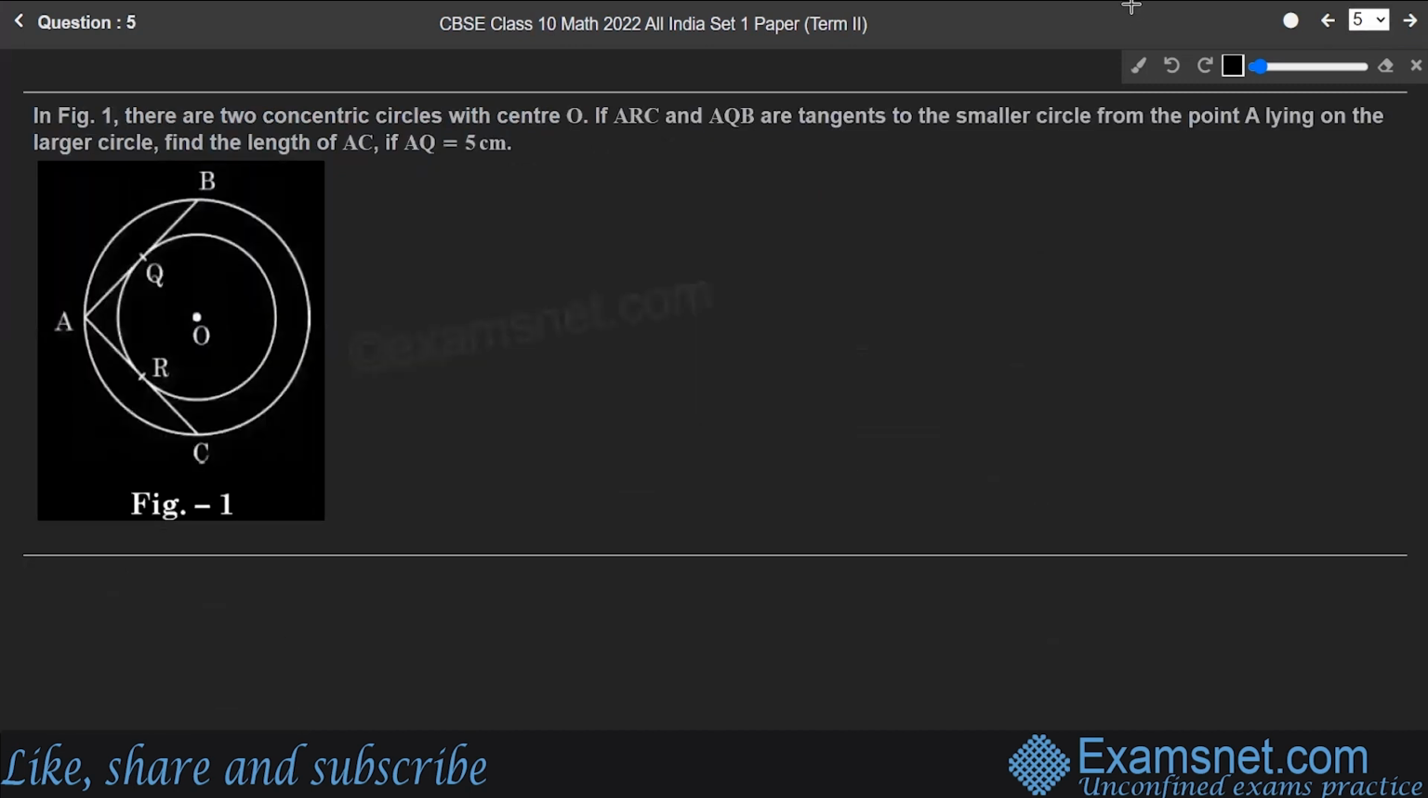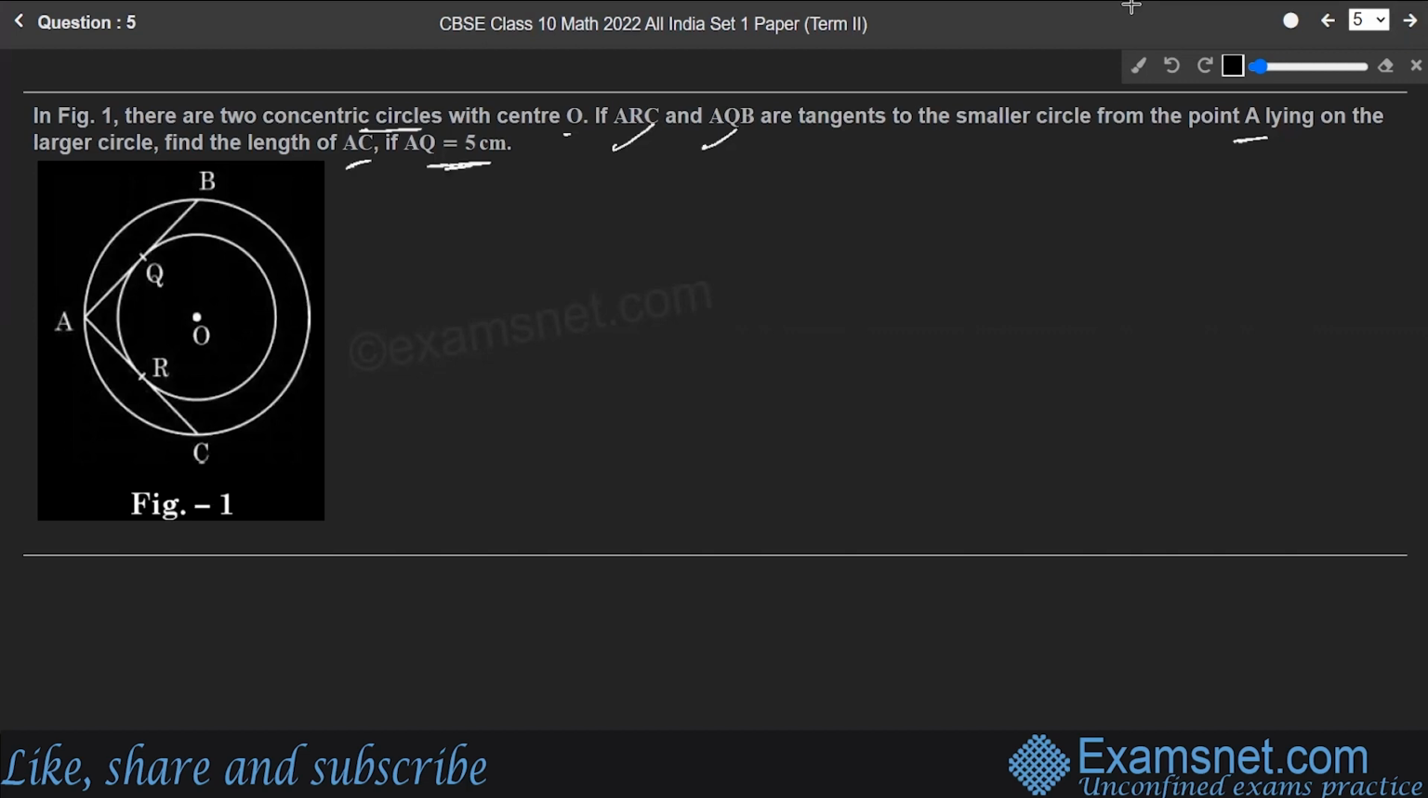Now, what are they saying? In the figure, there are two concentric circles with center O. If ARC and AQB are tangents to the smaller circle, from the point A lying on the larger circle, find the length of AC if AQ is given as 5 centimeter.